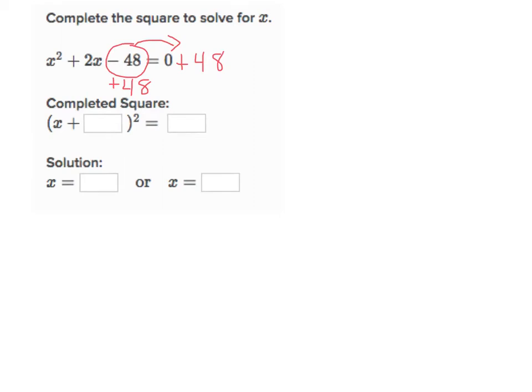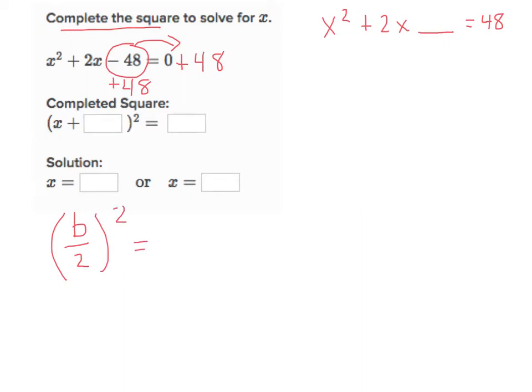And so I've got x squared plus 2x. I'm going to leave a space where the negative 48 was, and that equals 48. Okay? And now we need to do what we call completing the square. To complete the square, you have to fill this box right here with something. What we always put in there is b over 2 squared. So we're going to put in b over 2 all squared.